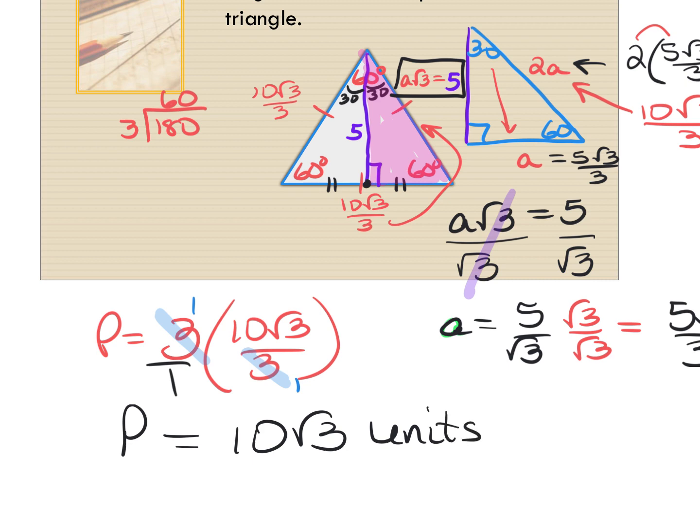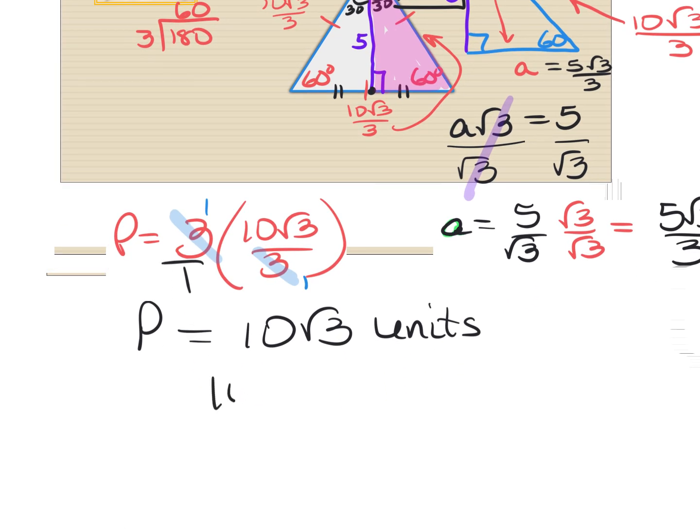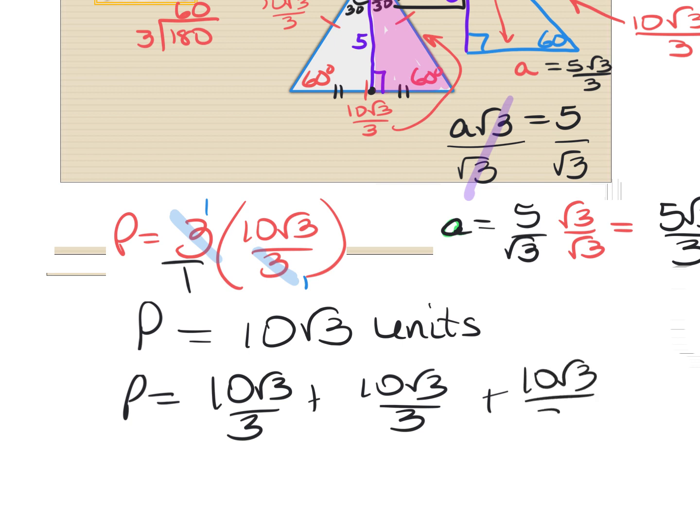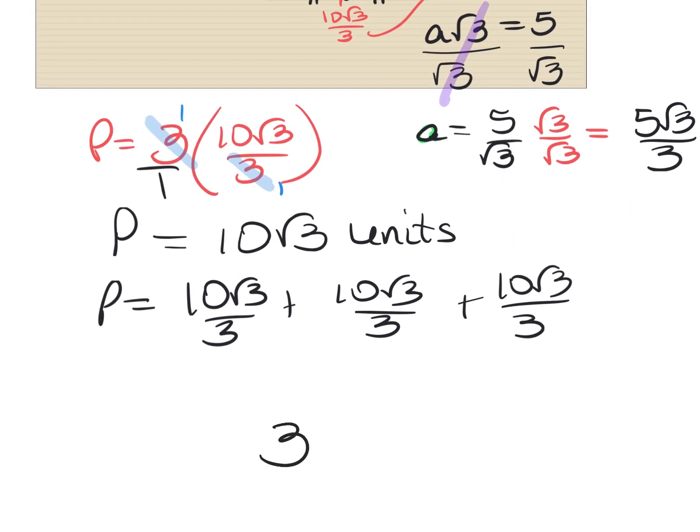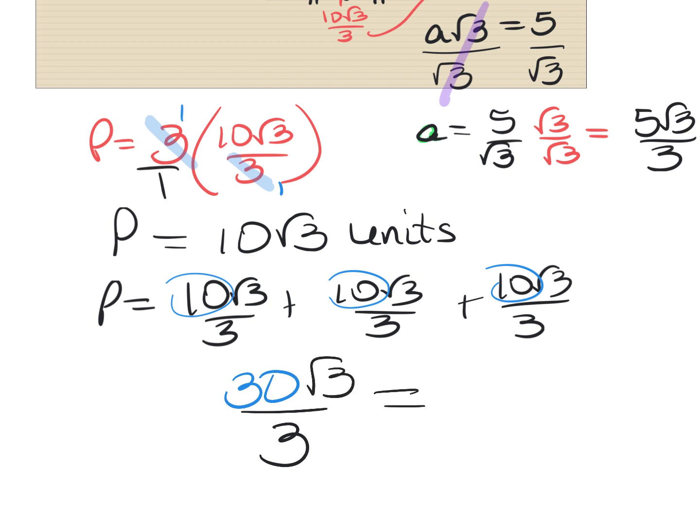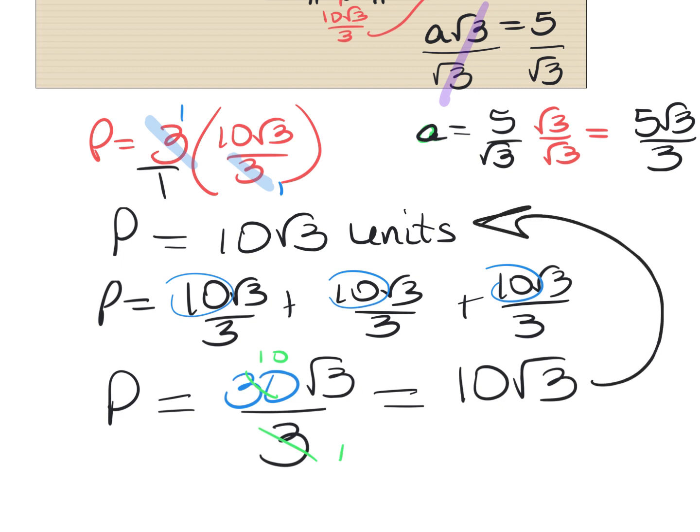Now, the other way you could do it is take 10 square root 3 over 3 plus 10 square root 3 over 3. And notice when you add fractions, you need a common denominator. It already has a common denominator. My common denominator was 3. And then I just add the coefficients, and I would get 30 times the square root of 3. Simplify it. The 3 and the 30 simplify. And my final answer, 10 square root 3. Same answer I got when I just multiplied.